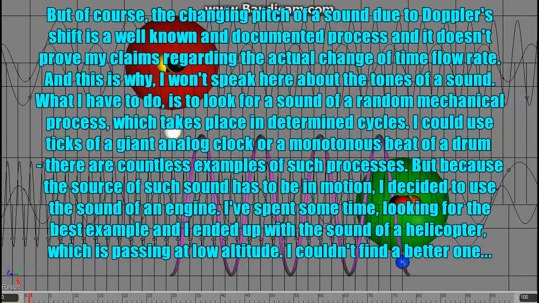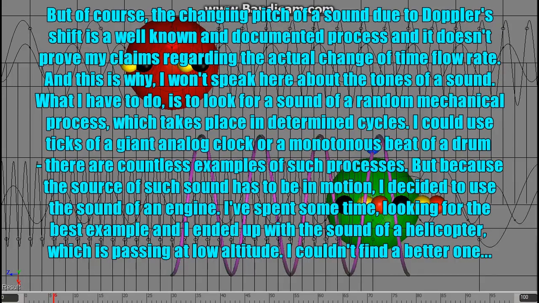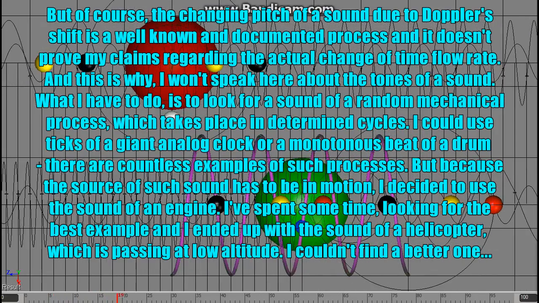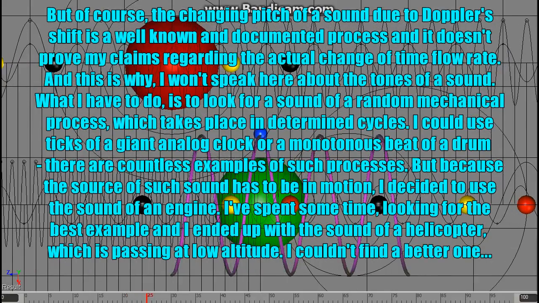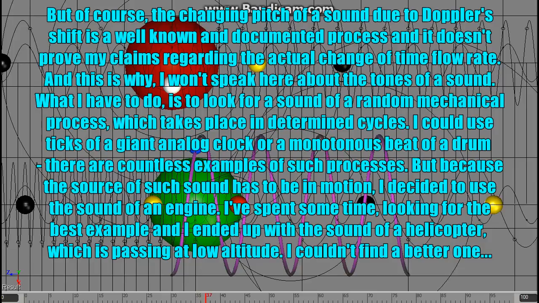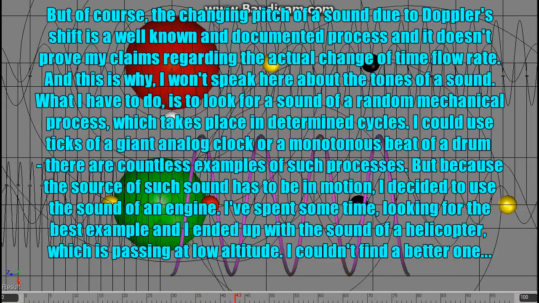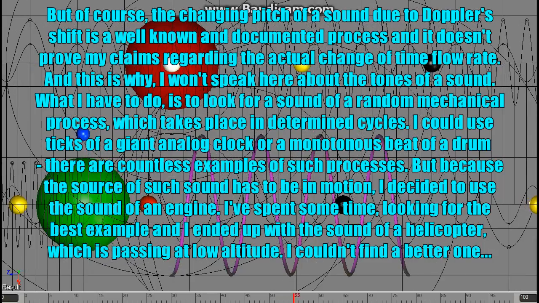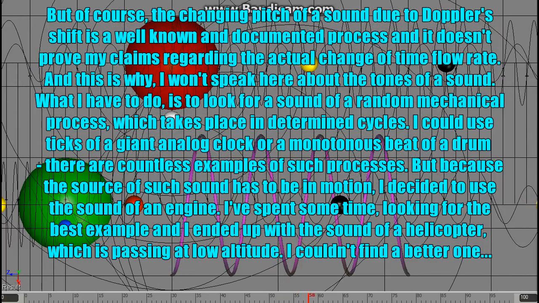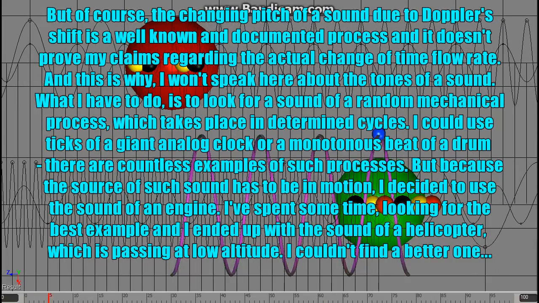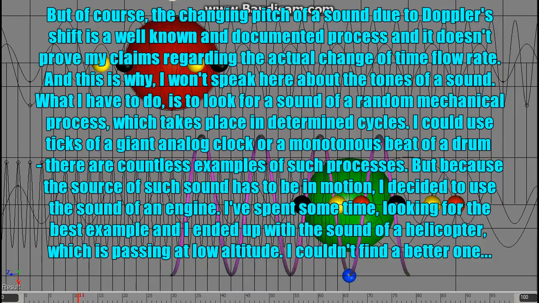But of course, the changing pitch of a sound due to Doppler shift is a well-known and documented process, and it doesn't prove my claims regarding the actual change of time flow rate. And this is why I won't speak here about the tones of a sound. What I have to do is to look for the sound of a mechanical process which takes place in determinate cycles. I could use the ticks of a giant analog clock or the monotonous beat of a drum. There are countless examples of such processes. But because the source of such sound has to be in motion, I decided to use the sound of an engine.